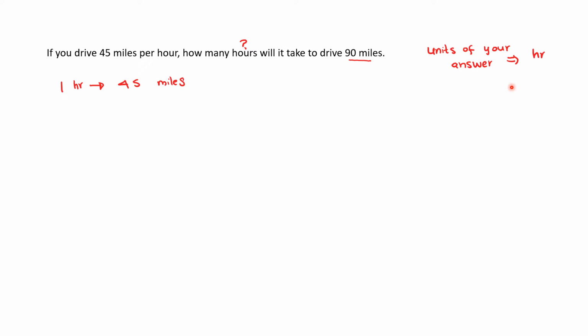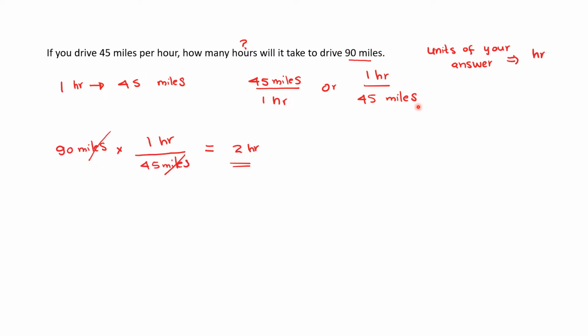And the subject of the question. Here's your subject of the question. In other words, this is your starting point. And then you have to identify the relationship of the units. It is given here, 45 miles per hour. So we are going to write down the relationship in two fractions. Either you can write miles in the numerator and hours in the denominator, or you can put hours in the numerator and miles in the denominator. So we are going to solve this question, and the starting point is this.